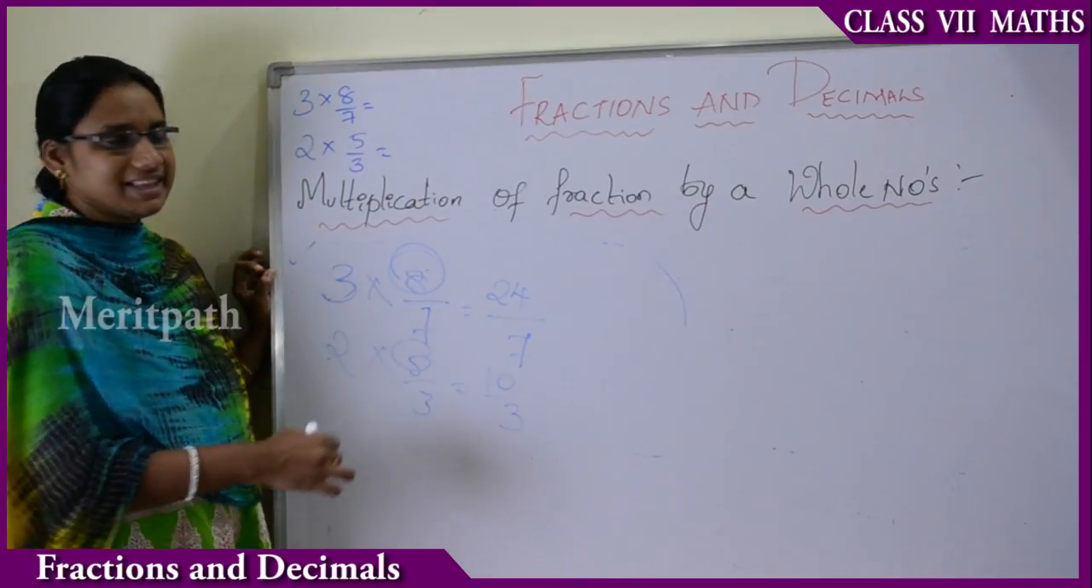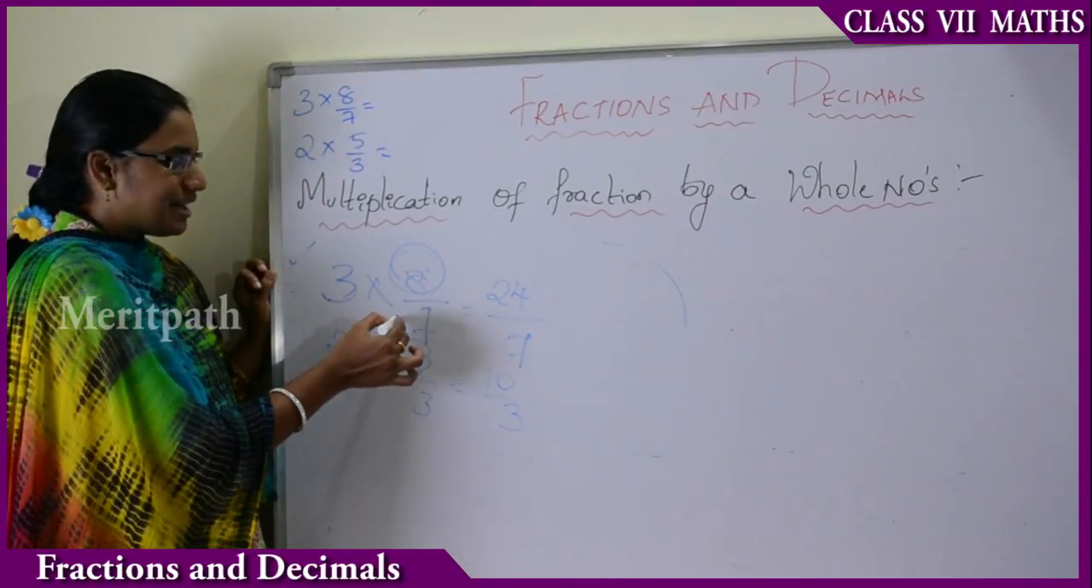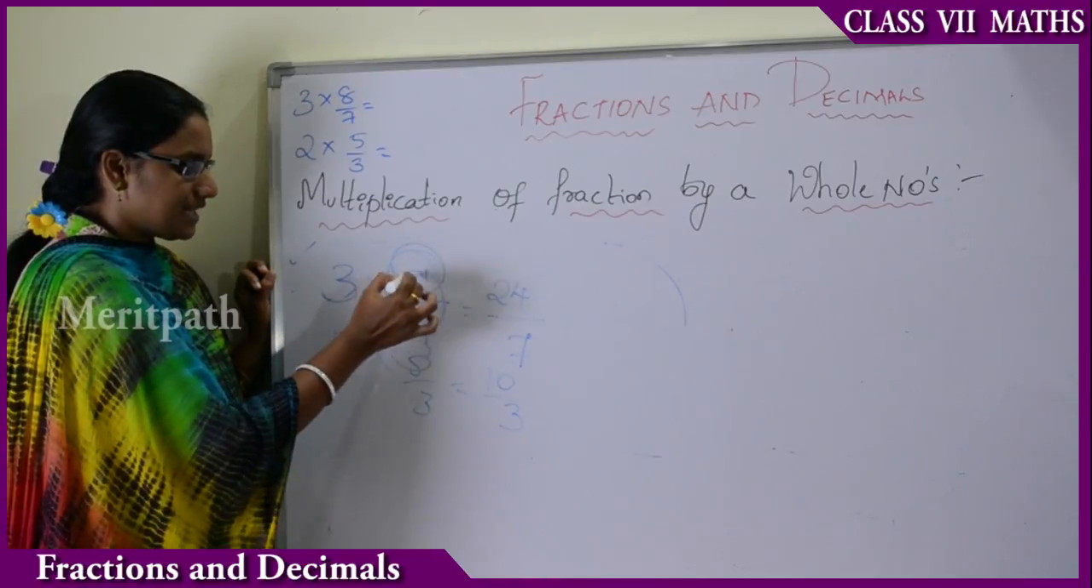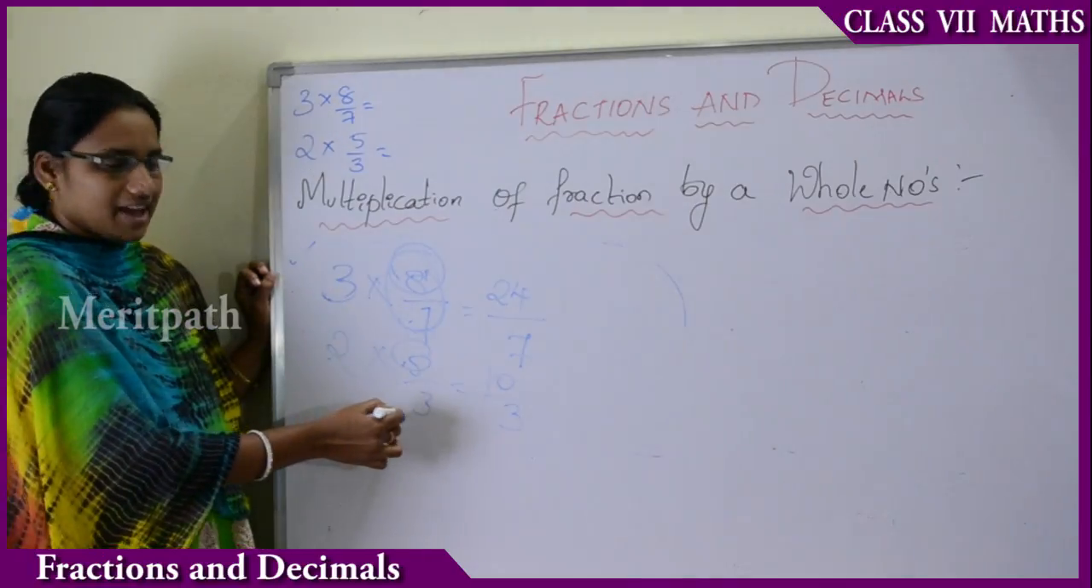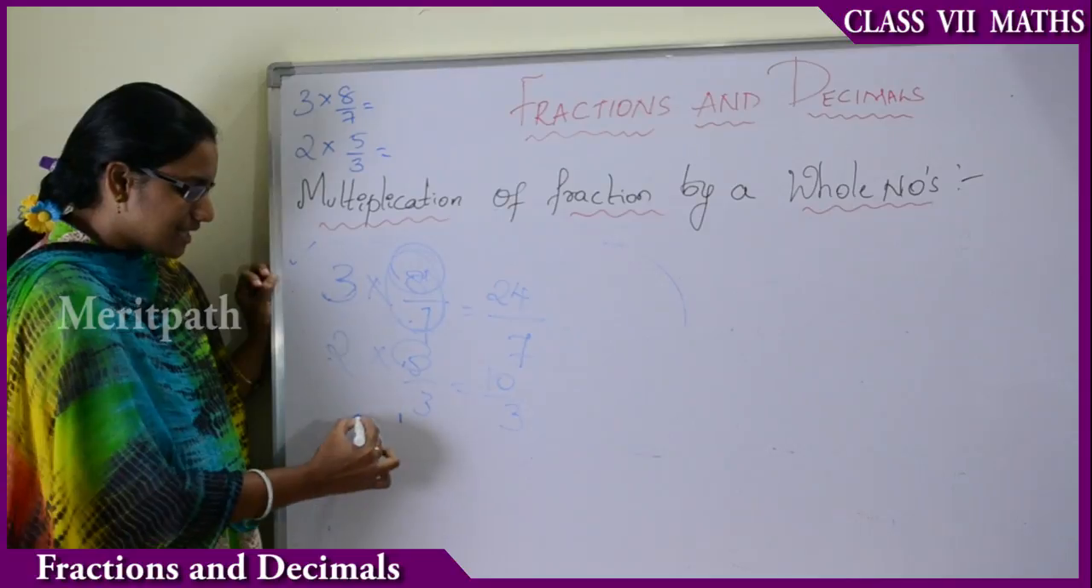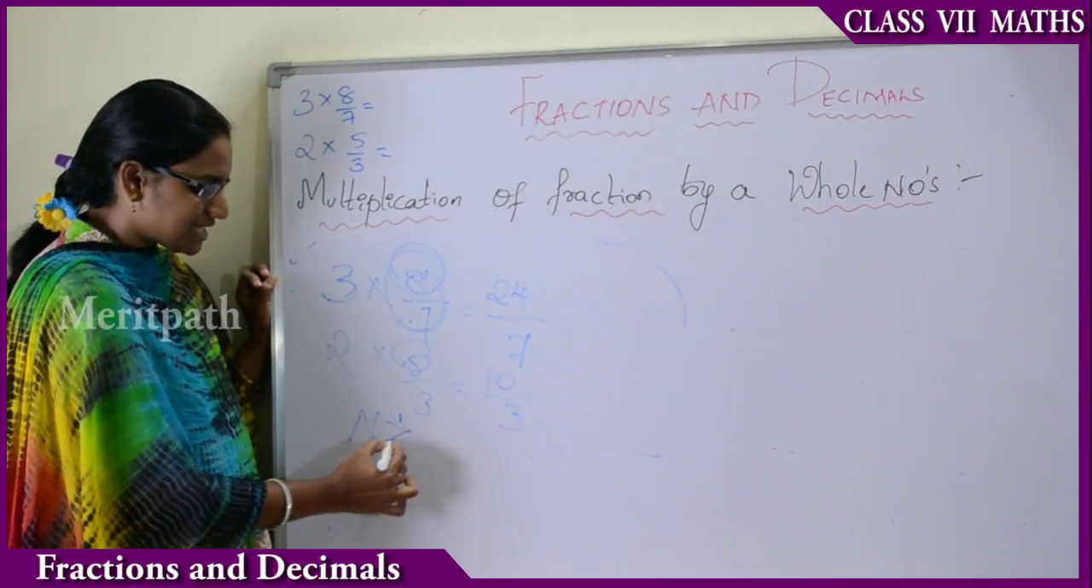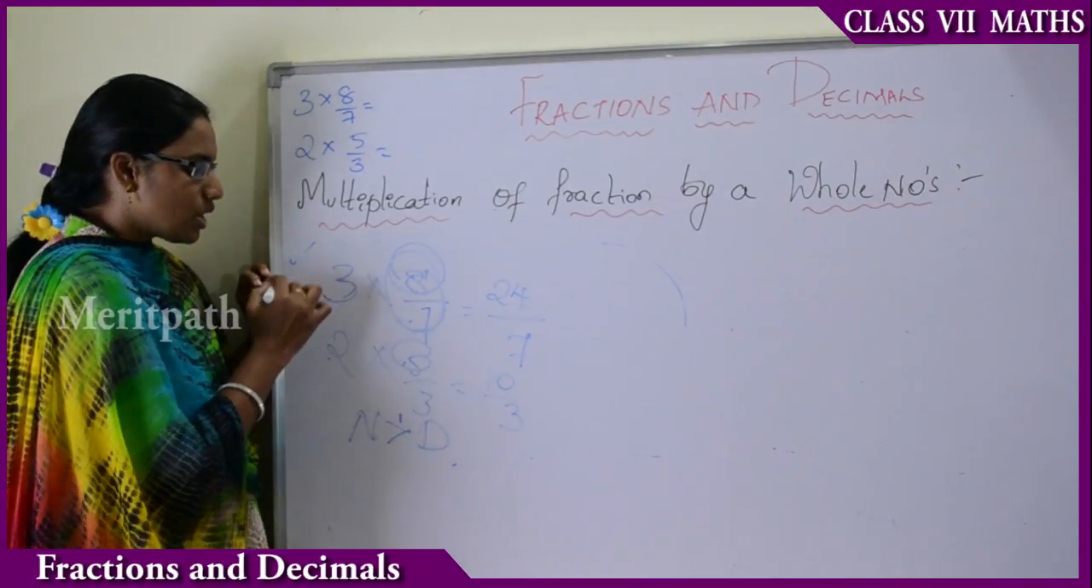Now here you can see that I have multiplied the improper fractions, that is 8 by 7, 5 by 3, 6 by 2, right? That means improper fractions means the numerator is greater than the denominator.